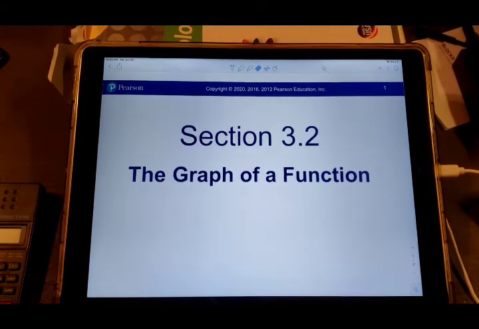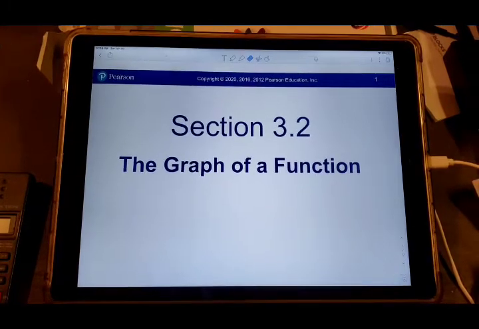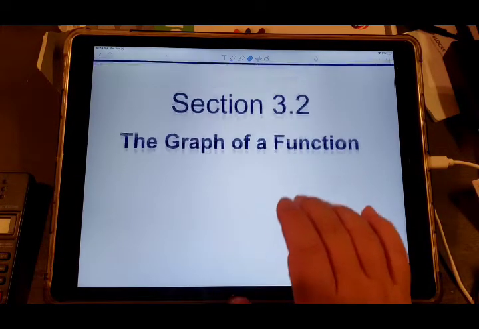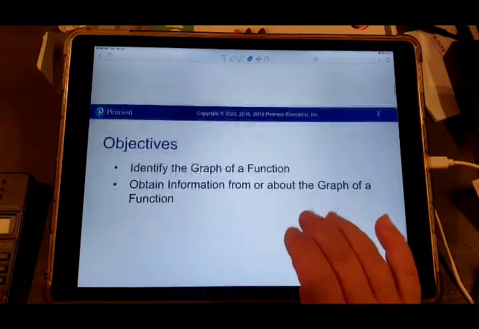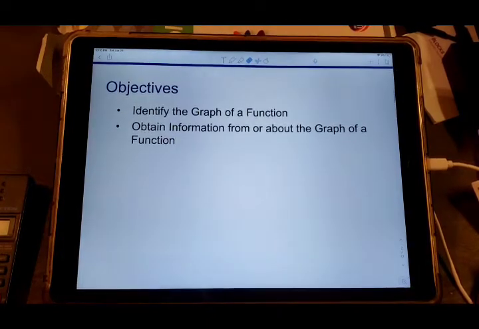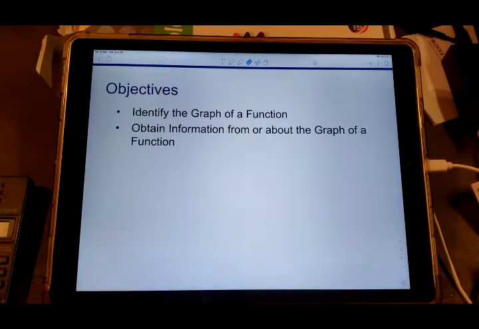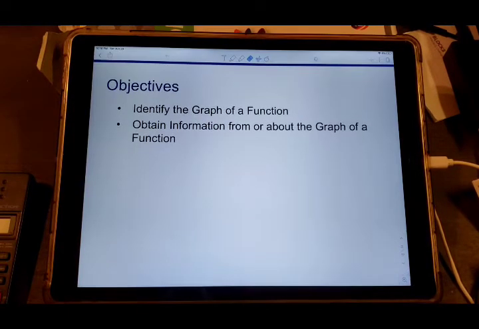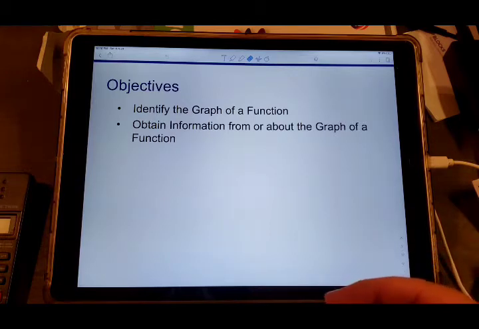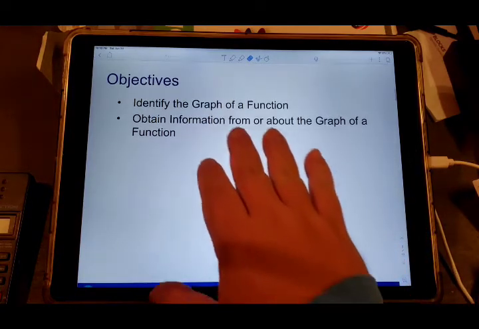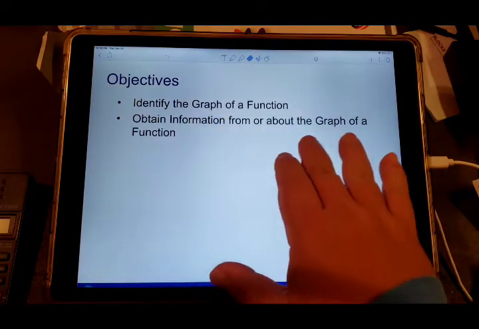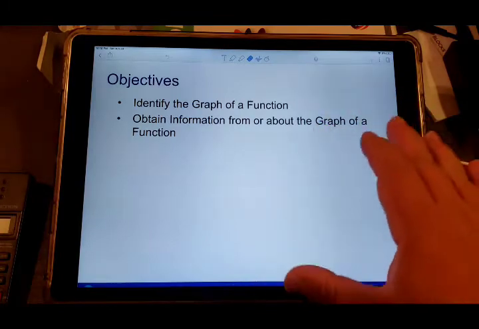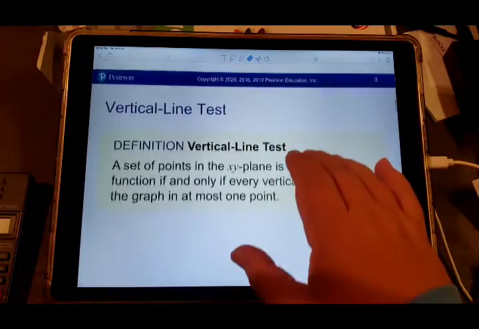Now this could be a very big topic all in itself, but they're talking about graphs of the functions that you've seen before, most likely here. So identify the graph of a function, obtain information about the graph of a function. And so both are important. It's not just drawing the function, but asking graphing questions. So questions about the graph.